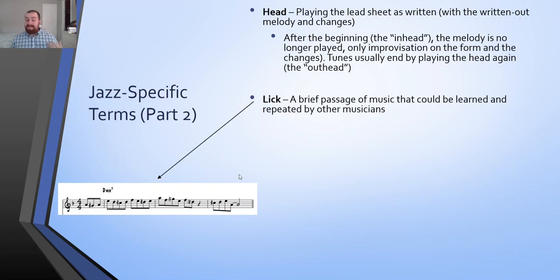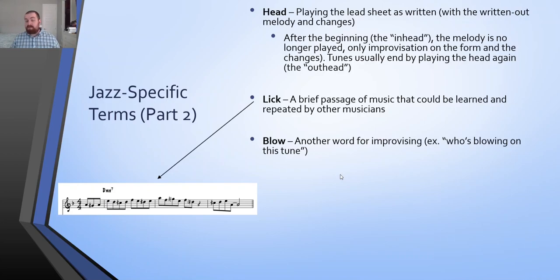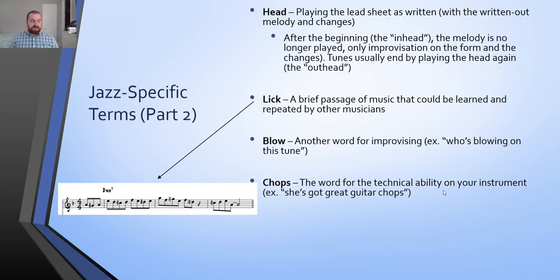Blow is just another word for improvising. So something you may hear on a bandstand or read about in a book is somebody saying, who's blowing on this tune? That just means who is going to be taking a solo. Chops is the word for technical ability. For instance, you could say that she's got great guitar chops. She's really shredding on her guitar. She's really playing with a high level of technique and a high level of skill, okay?